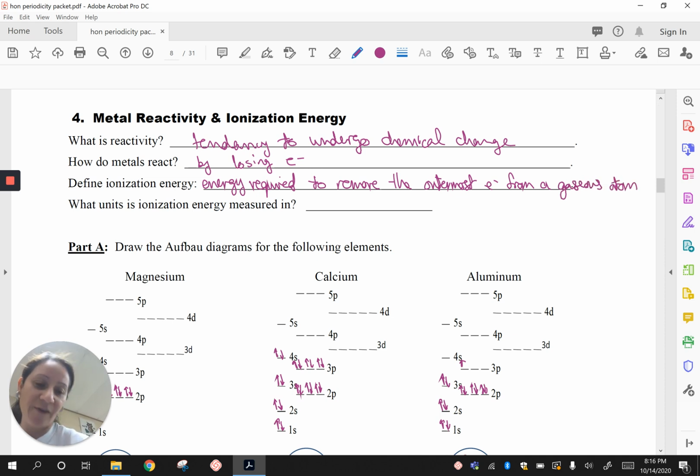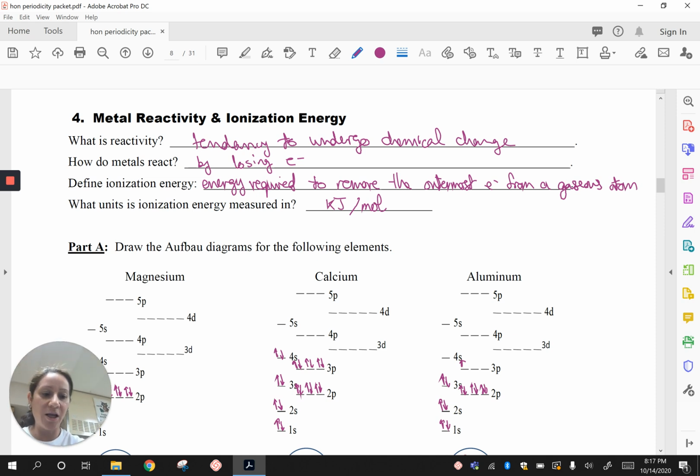And again, we have to put in energy in order to remove the electron because that electron is attracted to the nucleus. So we have to overcome that attraction and pull it away. The units for ionization energy: it is an energy, so it's usually measured in joules or kilojoules. A joule is a very small unit of energy, so usually it's in kilojoules, and a lot of times you'll see it in kilojoules per mole. We'll talk about what a mole is when we get to chapter 10.